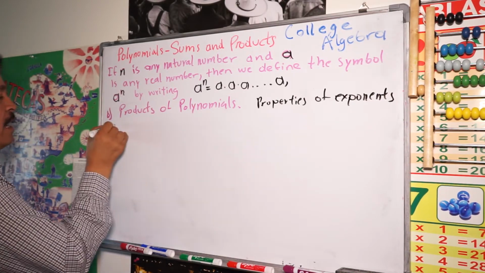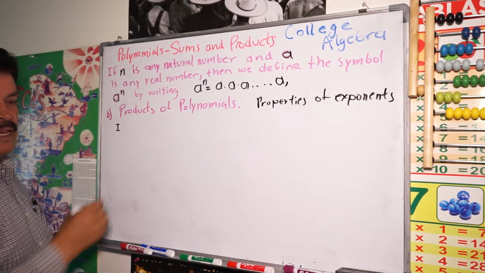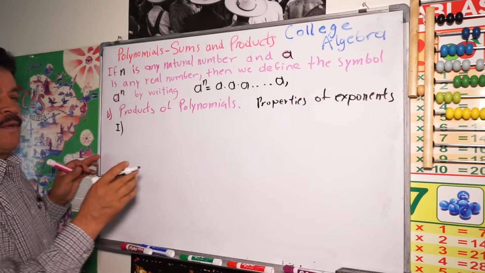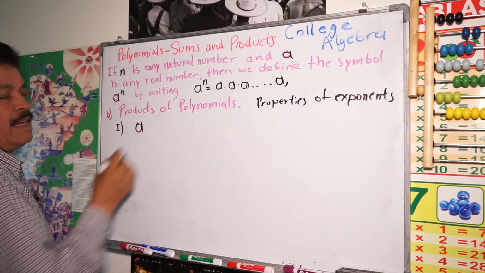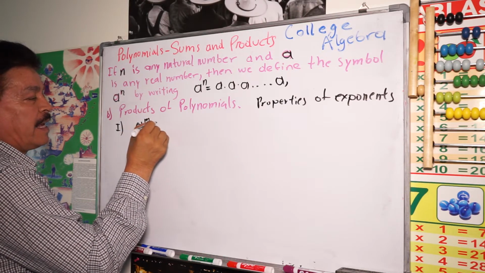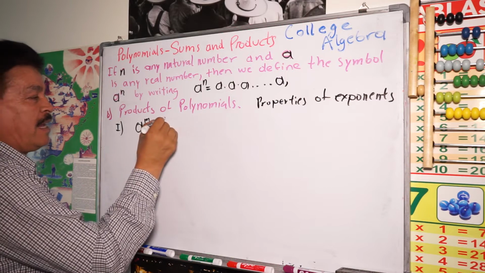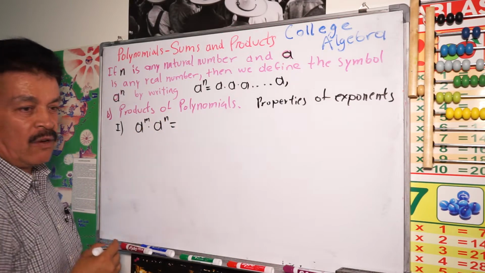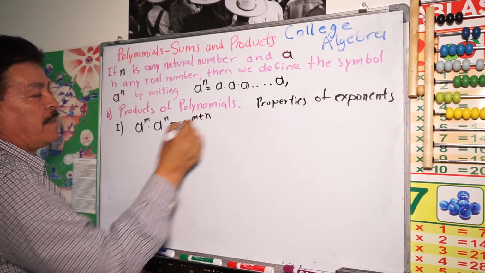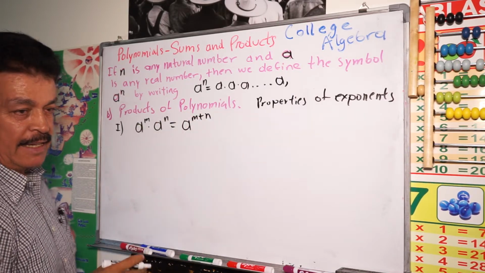The first one, remember, first property. A long time ago, I showed you. First one, you have a to the m power times a to the n power. This is equals a to the m plus n. I mean, the exponents are added.